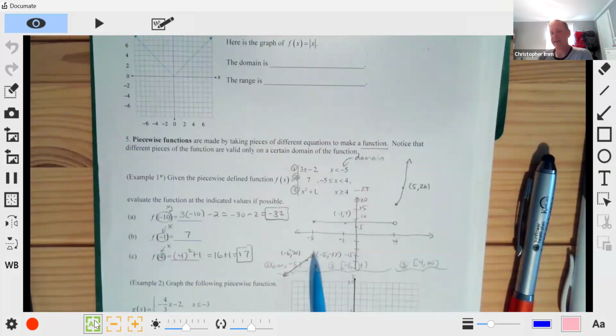With piecewise defined functions, we know that for every x we plug in, we get exactly one y out. So if I plugged in 4, I wouldn't get something here. I would get this point here. If I plugged in -5, I wouldn't get that point. I would just get this point here.